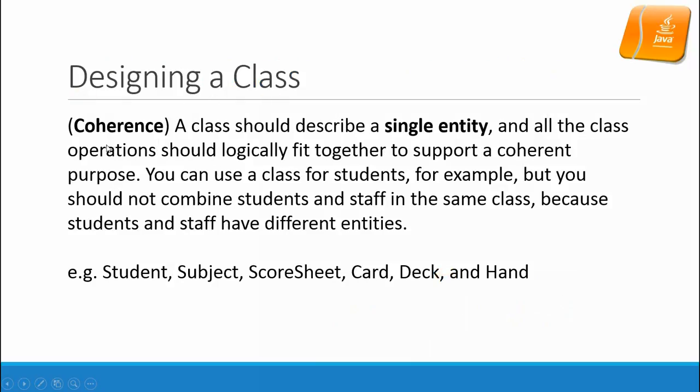To design a class, we need to look at coherence. A class should describe a single entity, and all the class's operations should logically fit together to support a coherent purpose. So one purpose, one entity. You shouldn't combine student and staff in the same class because student and staff are different entities with different purposes. So student, subject, score sheet, card, deck, and hand that we use in Chapter 9 follow this guideline.